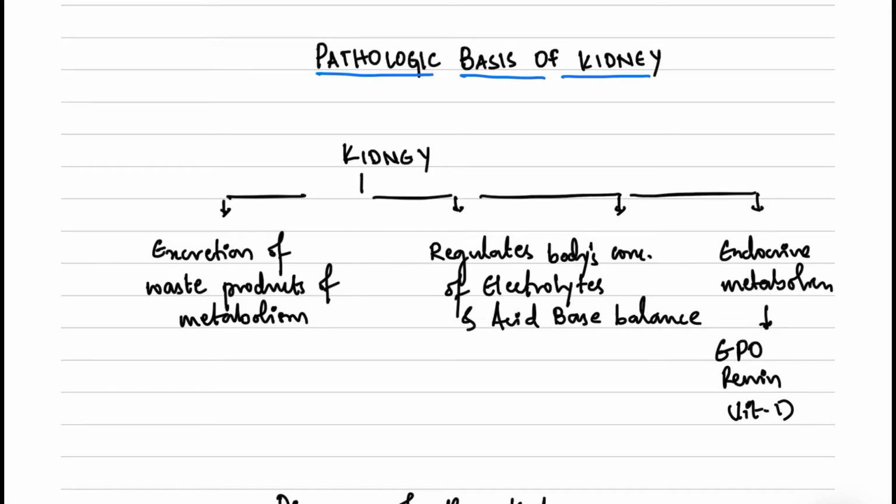Hello guys, from today onwards we are going to start with the pathologic basis of kidney. So we are going to cover individual systems from renal, kidney and all the hematology. Every system we are going to cover the pathologic basis based on the Robbins textbook of pathology.